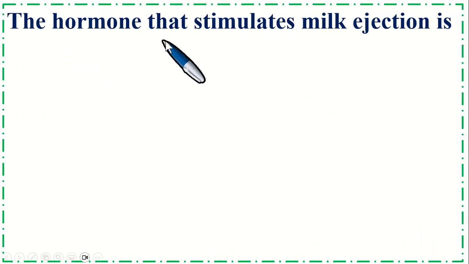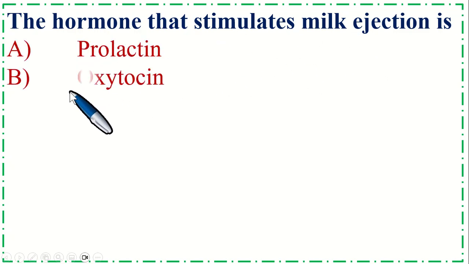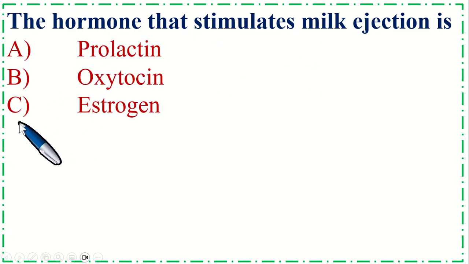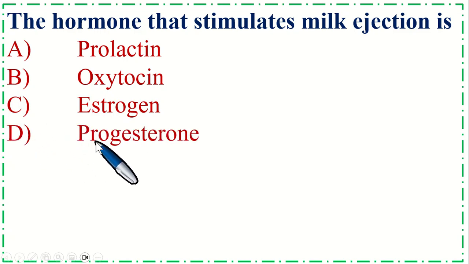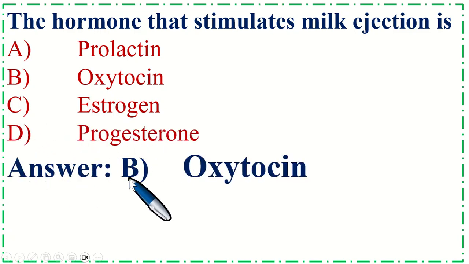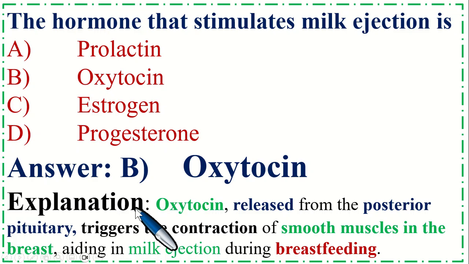The hormone that stimulates milk ejection is option A prolactin, B oxytocin, C estrogen, and option D progesterone. So the correct option is B oxytocin. Oxytocin released from the posterior pituitary triggers the contraction of smooth muscles in the breast, aiding in milk ejection during breastfeeding.